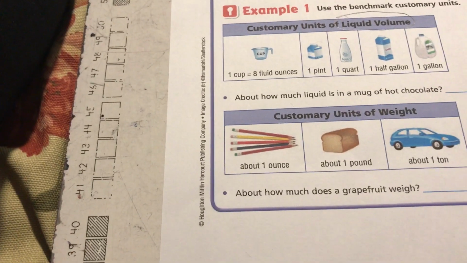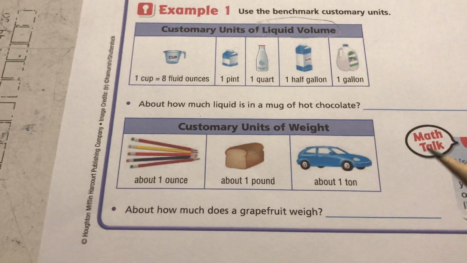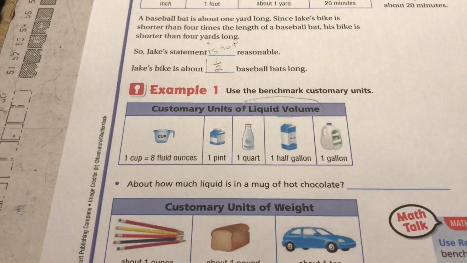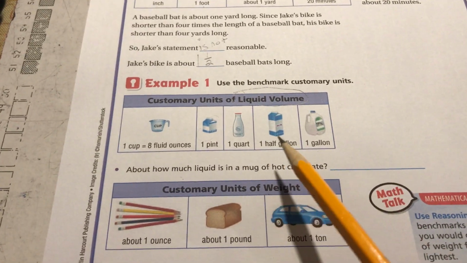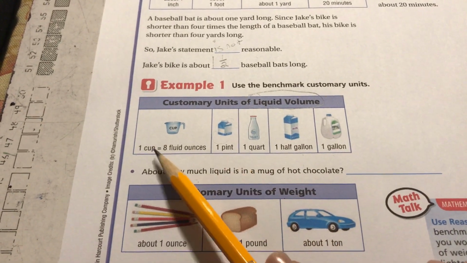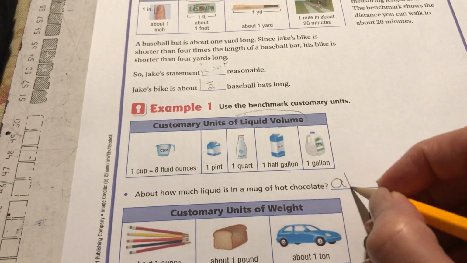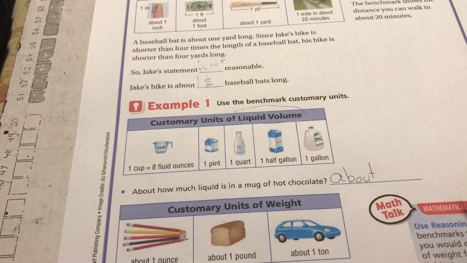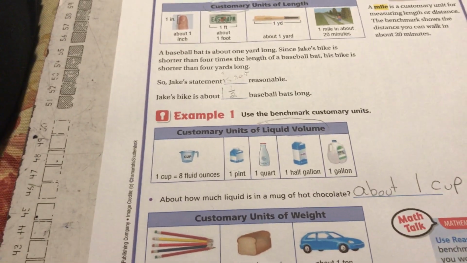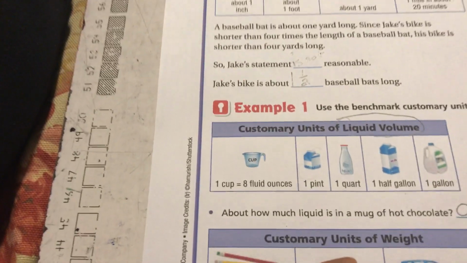And it says here about how much liquid is in a mug of hot chocolate. Well, we know not a gallon, okay? And we know not a half gallon. It's got to be smaller than that. It's not even a pint. It's going to be about 1 cup. So we're going to put that right here, about 1 cup. Okay? All right, so now that was for liquid volume.